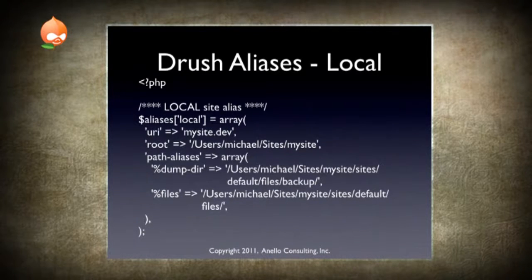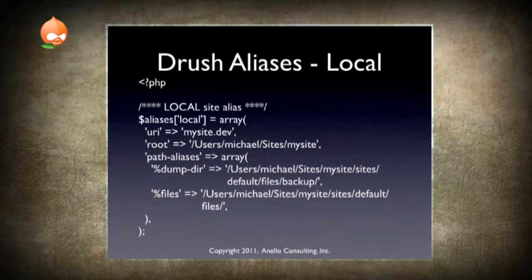But it's quite simple. You just define a new array called aliases. Its key is the alias. So remember, this is in mysite.aliases.drush.php. So we are now creating the @mysite.local alias. And it's just an array with a bunch of items in it.